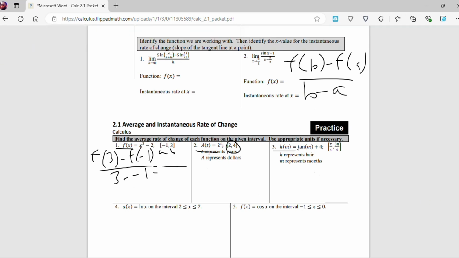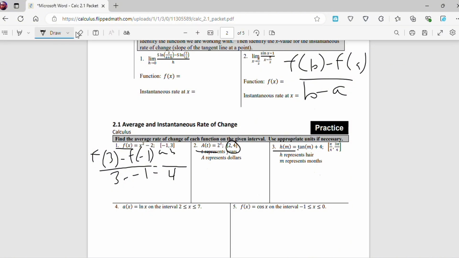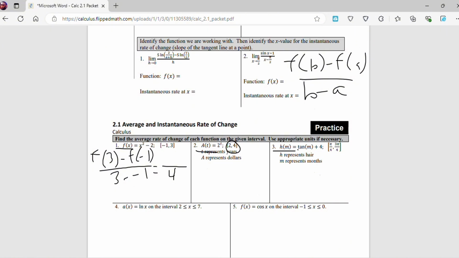So we have this bottom, which 3 minus negative 1 is 3 plus 1 is 4. And we want to find our function values, which is something that we should be able to do in our heads in this problem. F of 3, 3 squared minus 2 is 7. 7 minus f of negative 1. Negative 1 squared is 1 minus 2 is negative 1. So 7 minus negative 1 is 7 plus 1, which is 8 over 4, which gives us 2. Nice. Next problem.